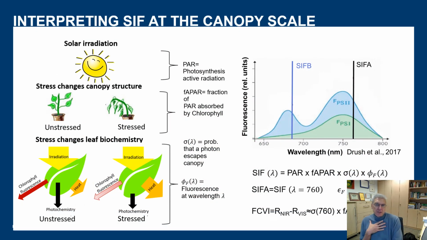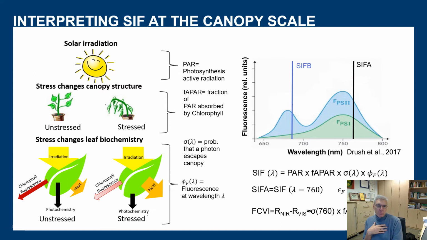So here is a scheme on how we use the SIF on canopy scale. So we have solar irradiation. This produces photosynthetic active radiation, and a part of that is absorbed by the chlorophyll that is then used for photosynthesis. And the stress, of course, changes the leaf biogeochemistry. So when sunlight hits the canopy or the leaf, we have photochemistry, which drives the photosynthesis mechanism. We have then also heat that is dissipated, and we have chlorophyll fluorescence that is produced. Now, if stress is happening, and that can be any kind of stress, then this leads to a change in the magnitudes of the heat and the chlorophyll fluorescence.